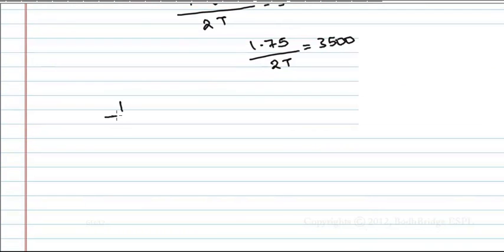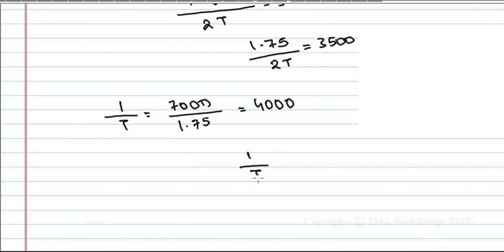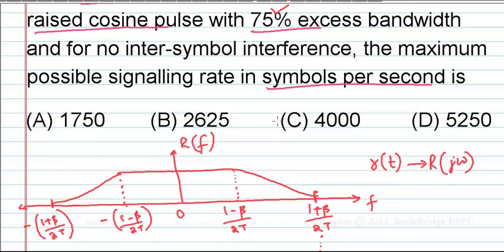Therefore 1 by T, that is the symbol rate per second, is 7000 by 1.75, which is equal to 4000 symbols per second. Therefore C is the correct option.